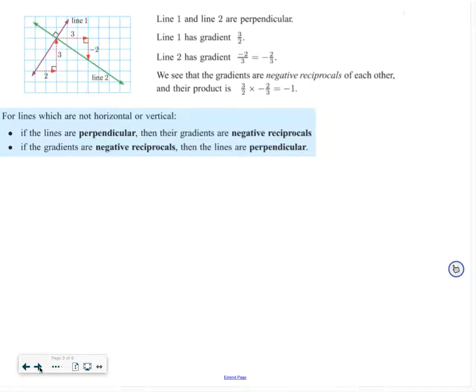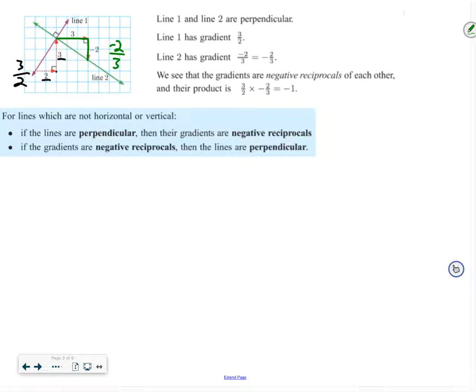So what about perpendicular lines? Notice the red and the green lines here are perpendicular lines. If we look at the gradient of the red line, we're up 3 over 2, so that has a gradient of 3 over 2. For the green line, we have a run of 3 and a rise. It's actually dropping, so we have a run of negative 2.